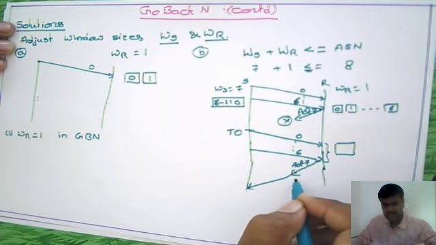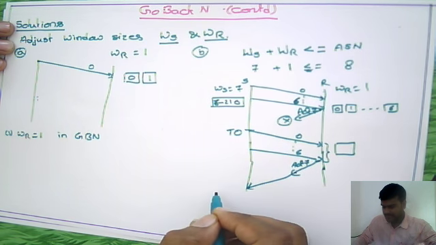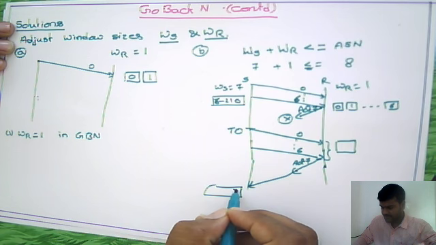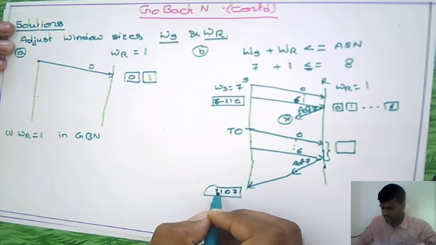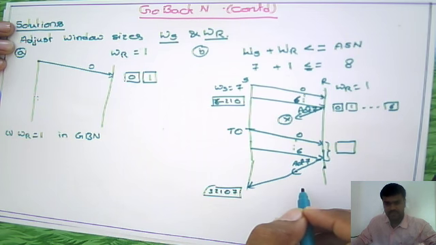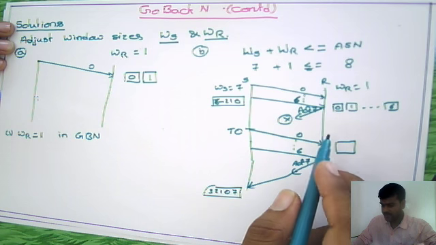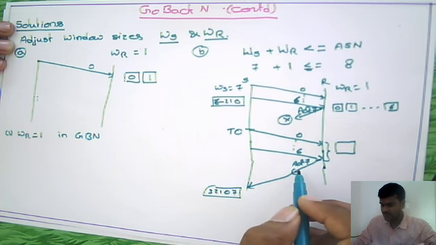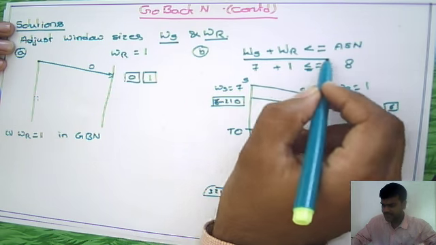Assume this time the acknowledgement is received, then the sender sets the next window as 7, 0, 1, 2, 3 like this. So in this way it solves the corrupted case. If the acknowledgement packet is lost, it is solved by setting this formula.